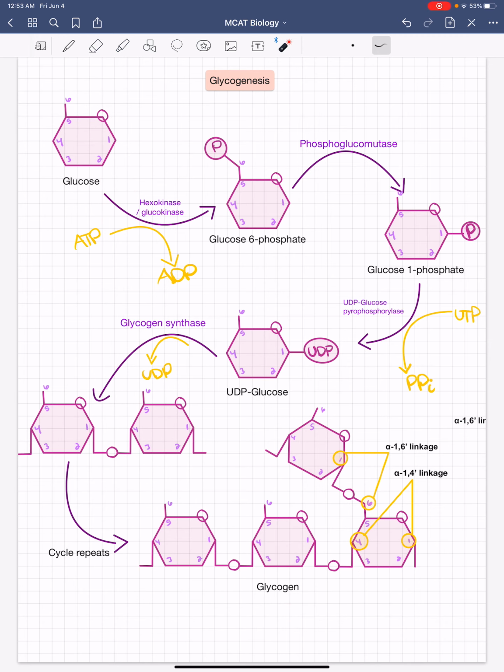So we start off with a glucose molecule, and with the help of the enzyme hexokinase, which is used by most tissues, or glucokinase, which is used by the liver, ATP ends up donating a phosphate group to the glucose molecule, which converts ATP into ADP. Glucose is then converted into glucose 6-phosphate because a phosphate group was added to the 6th carbon.